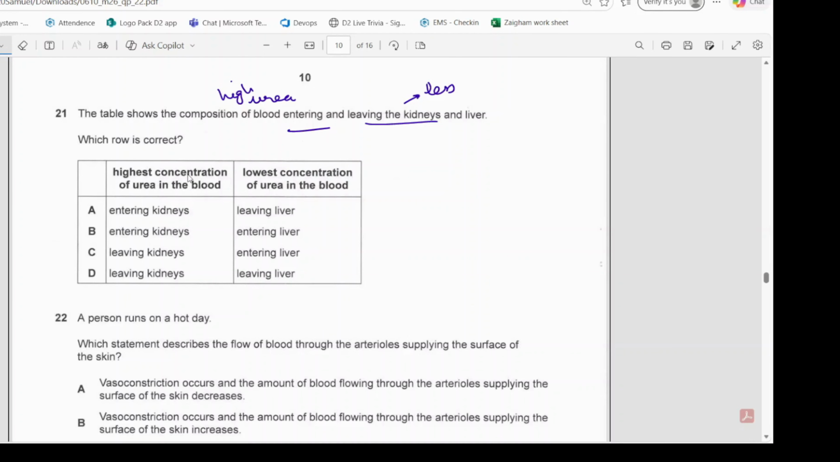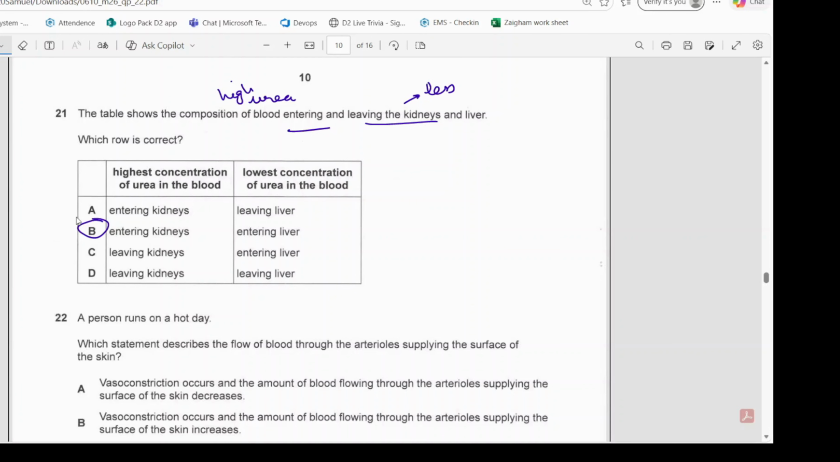Wait, leaving the liver, why not? Okay, wait, entering the kidney, no, entering the liver, yes. So the answer is B. Logically, so it's B. Next one.